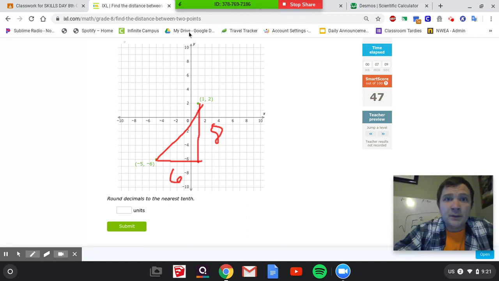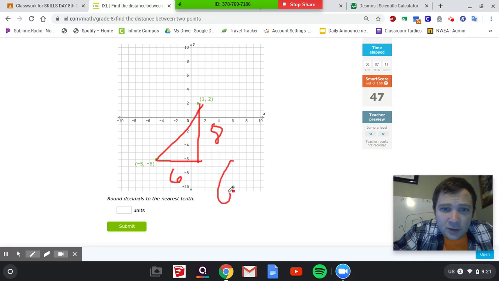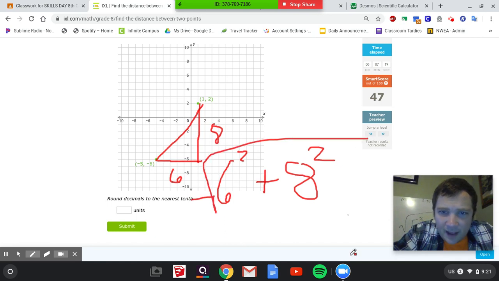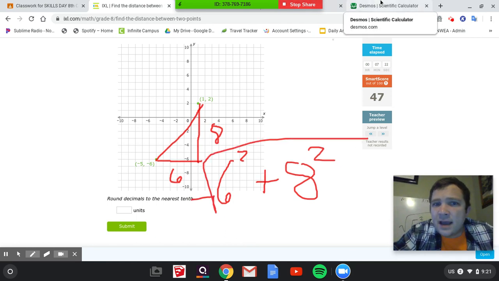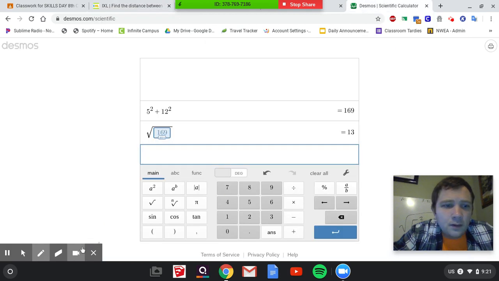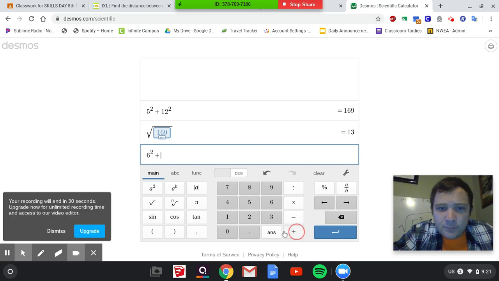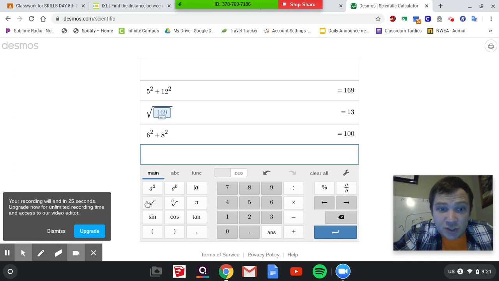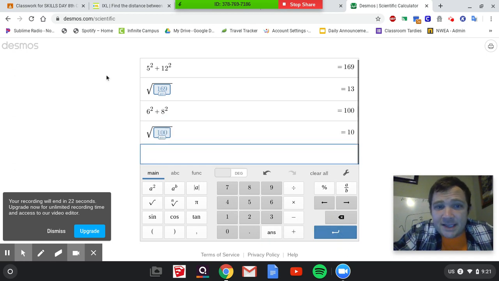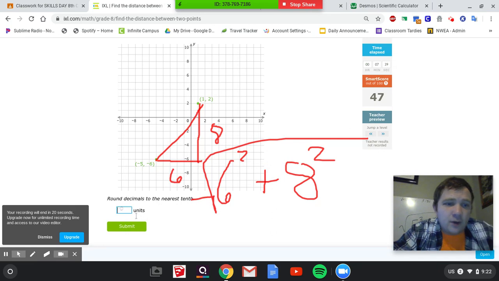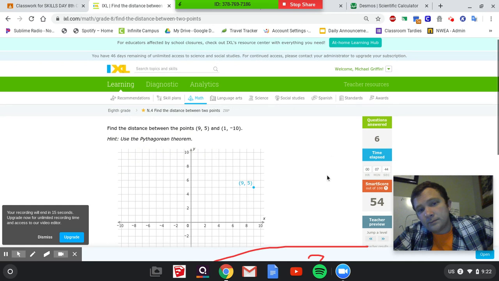All right, watch this. So we're going to do the same thing we did a second ago. We're going to do 6 squared plus 8 squared. And whatever the answer to that is, we're going to take the square root of that, okay? So I'm going to go to my Desmos calculator. I'm going to go back to the mouse. 6 squared plus 8 squared, enter. I get 100. What's the square root of 100? Bet you it's going to be 10. It is. Going to slide back over here. Going to hit 10. Blah, blah, blah. Submit. Good work.